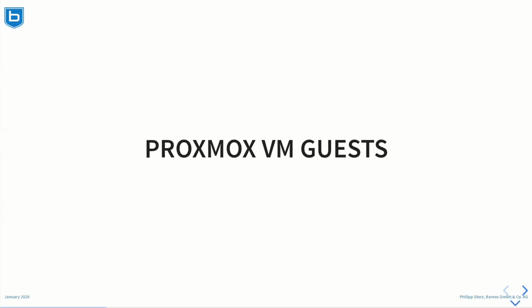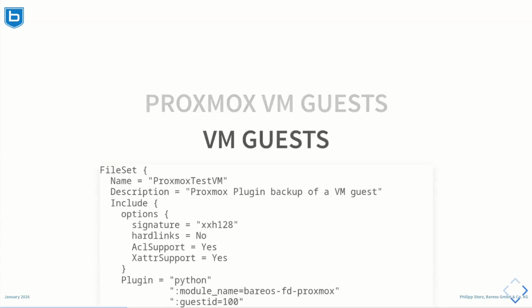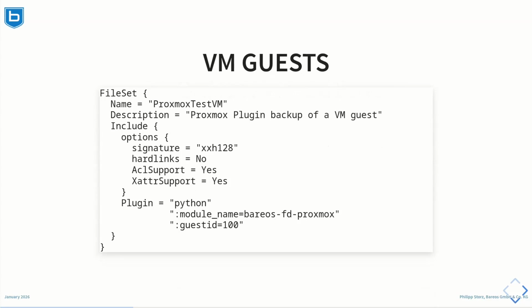Now let us start by showing the backup and restore of a virtual machine type guest. Let us now have a look at the configuration that allows us to backup the virtual machine with the guest ID 100. The important part is the plugin definition. Inside of the plugin definitions, you see that the Bareos FD Proxmox plugin should get the plugin options and that the guest ID to be backed up is the guest ID with the ID 100.